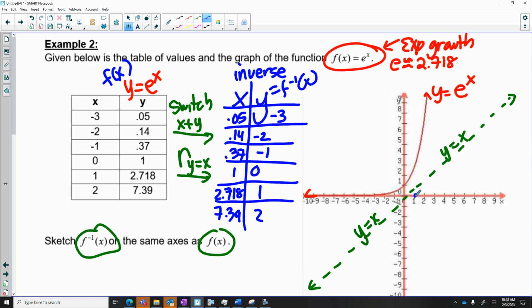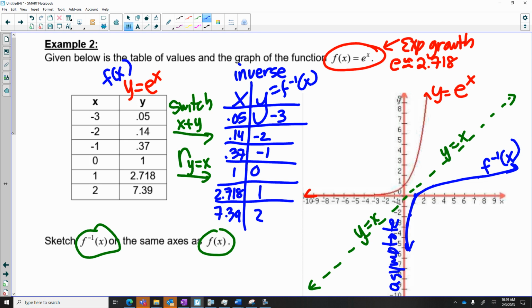So we know this one's 1, 0, 2.718 comma 1. Just kind of do your best here to get an idea of where it's going to be. And you want to try to make it around the same steepness as the original, but reflected. Okay, so now we just connect the dots. Remember, there's an asymptote hanging out here. There's an asymptote at the y-axis. Okay, so this is the inverse. We'll call it f negative 1 of x of the e to the x.